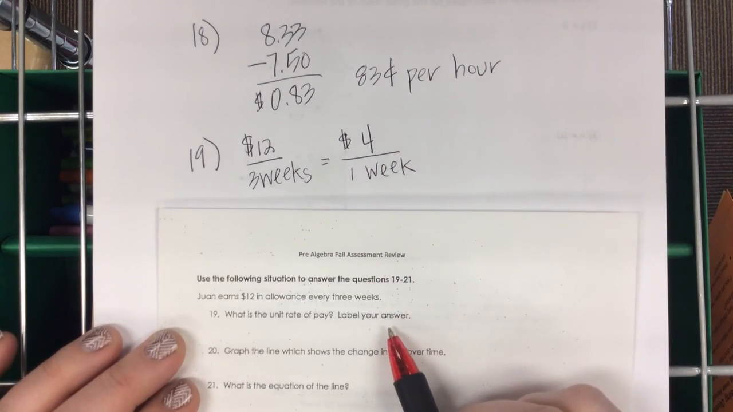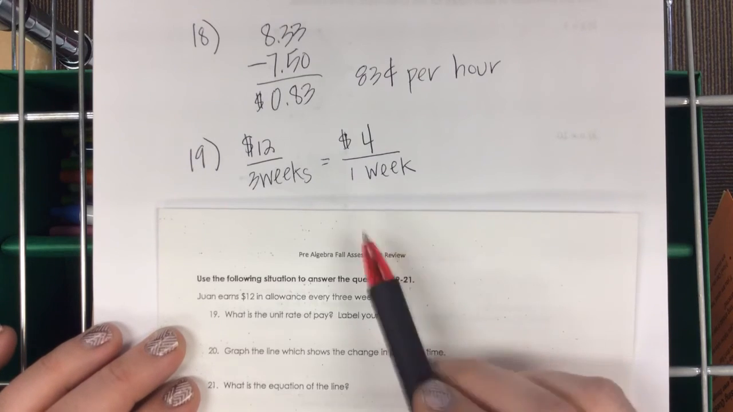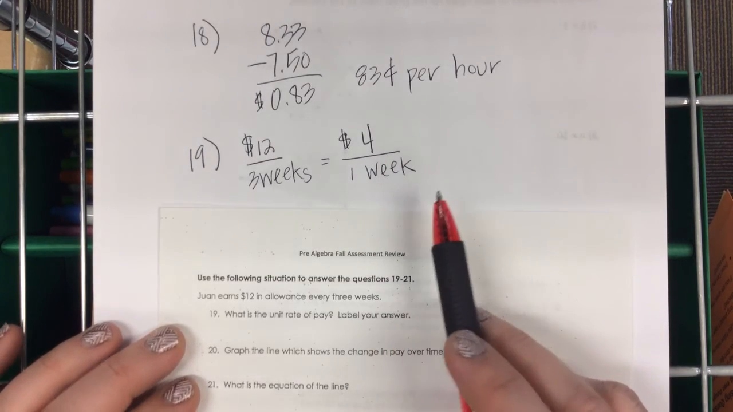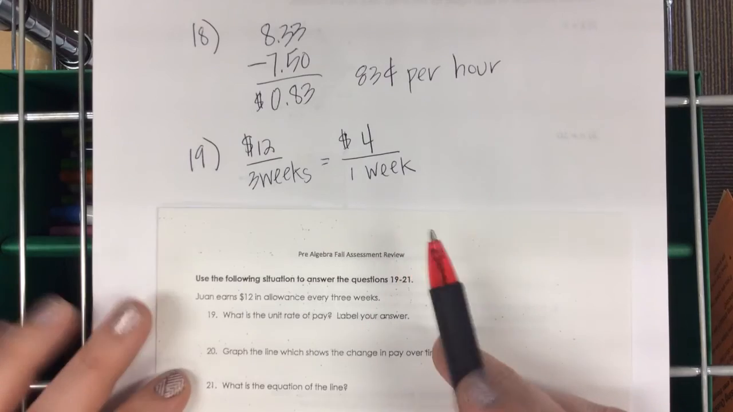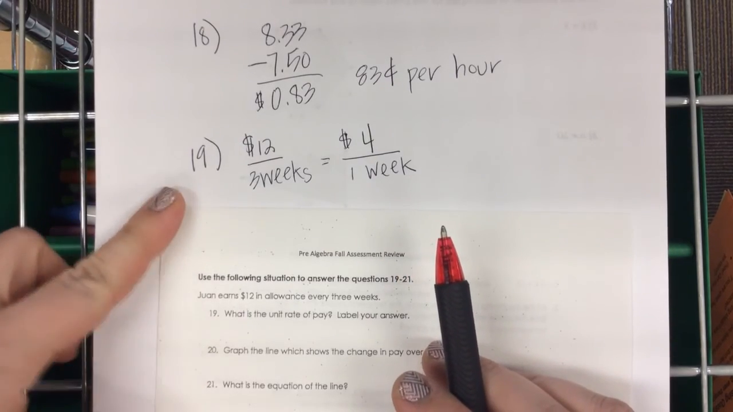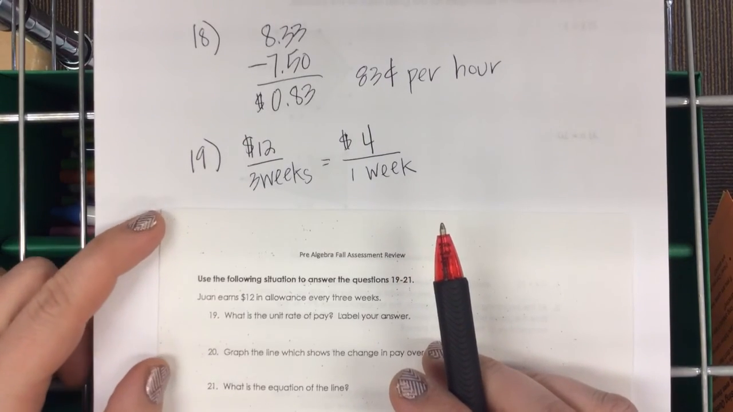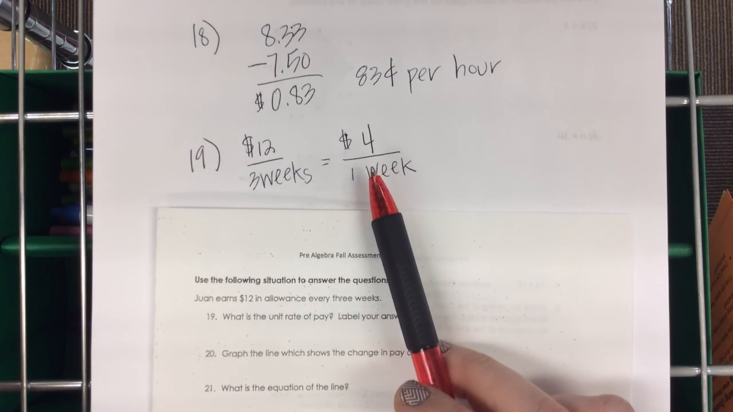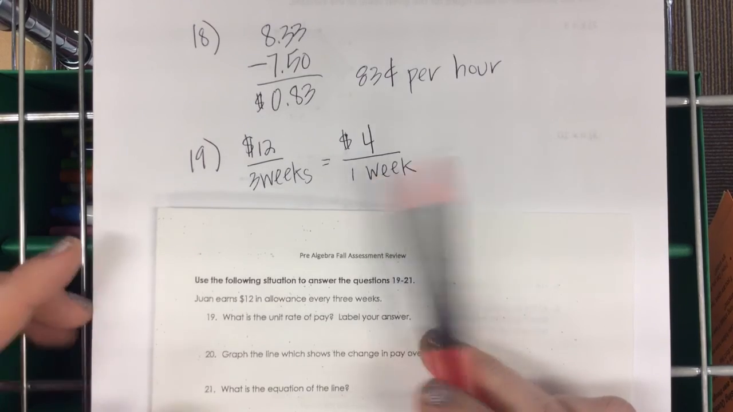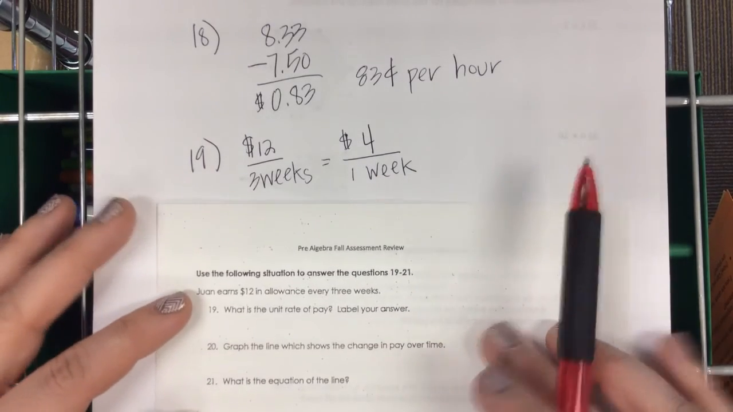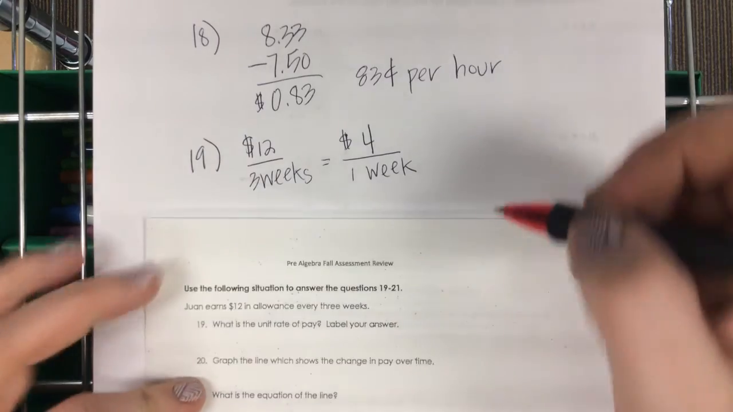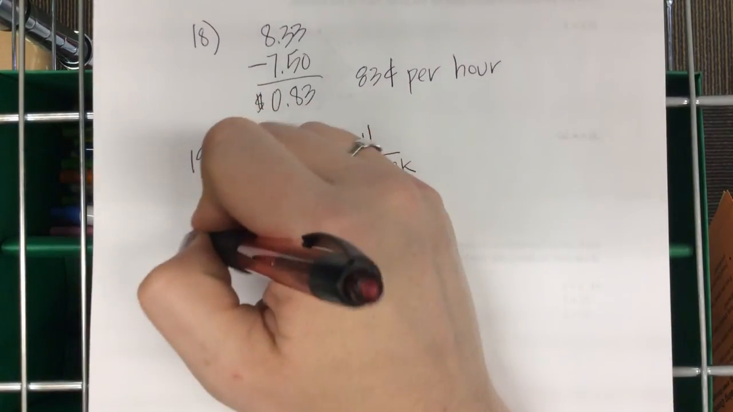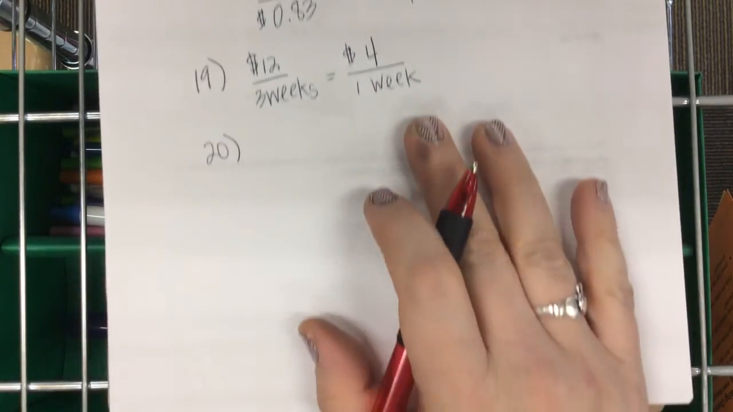Label your answer, you guys. That's key. Do not forget your dollar signs. Do not forget that it's $4 a week. It would be very misleading if you did all this math, you took it to your parents, and they're like, absolutely not, I'm not giving you $4 per one, because they don't know what you mean.